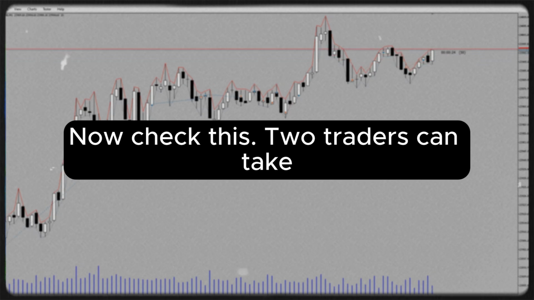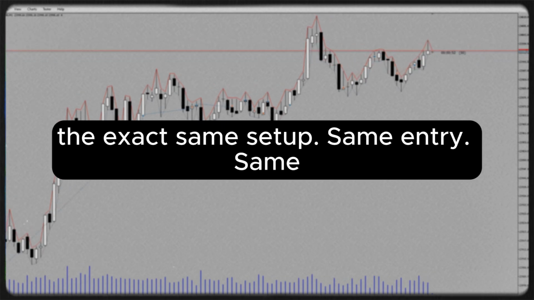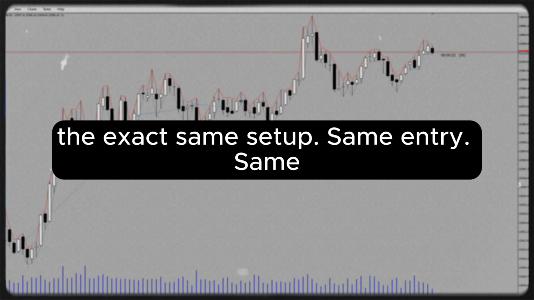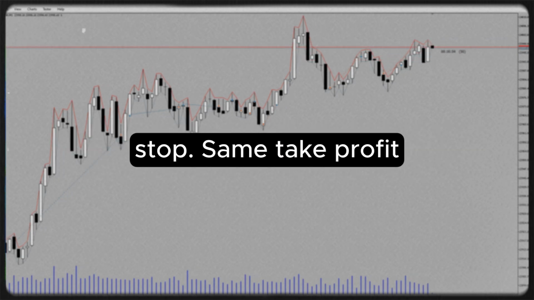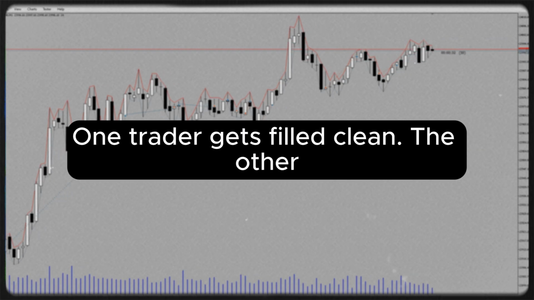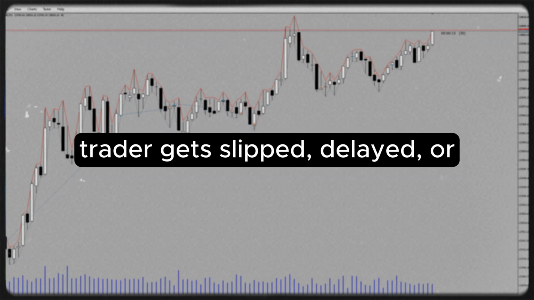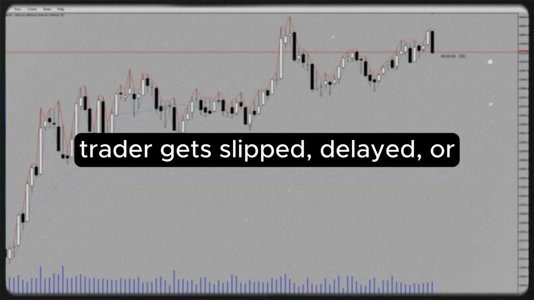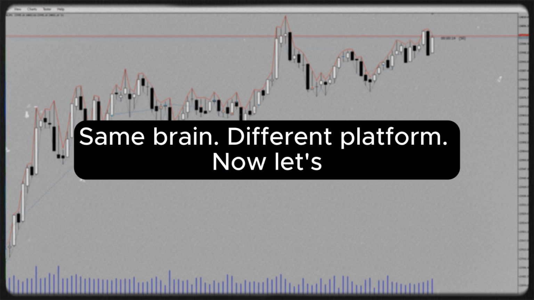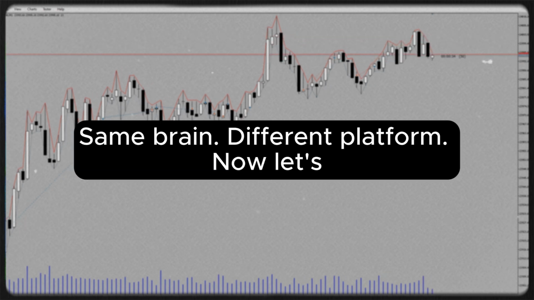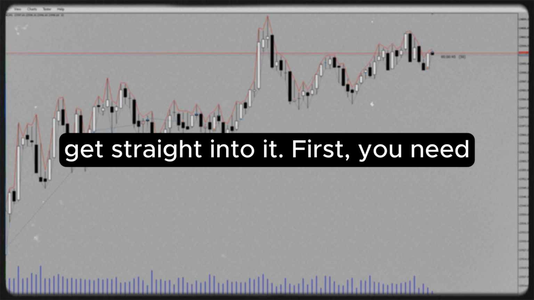Now check this. Two traders can take the exact same setup. Same entry, same stop, same take profit. One trader gets filled clean. The other trader gets slipped, delayed, or confused by the tools. Same brain, different platform. Now, let's get straight into it.